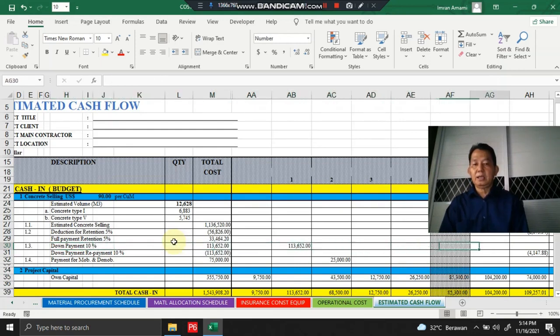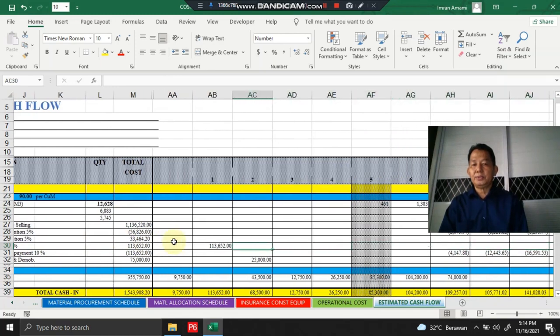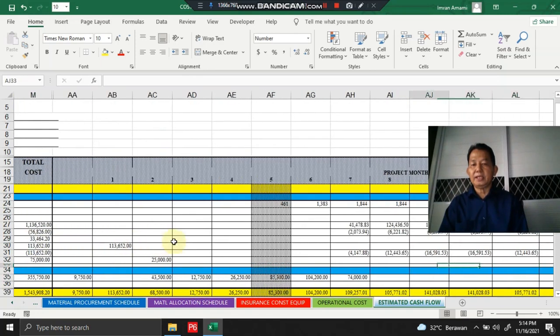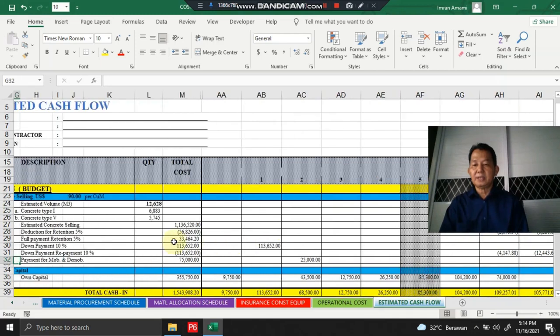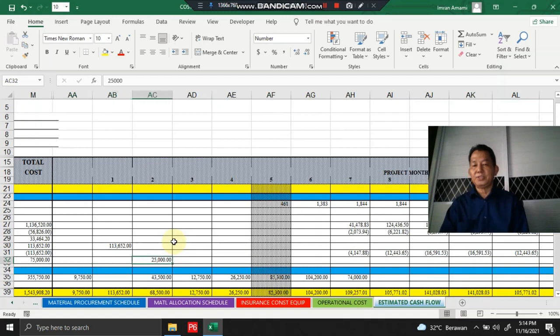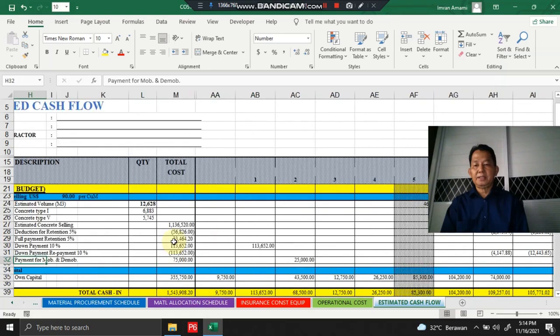we receive the down payment four months earlier, before the starting month of the concrete supply. And then we receive the payment for mobilization and demobilization here. This is 3 months earlier, before the first month of concrete supply.